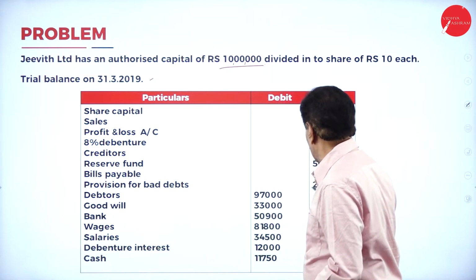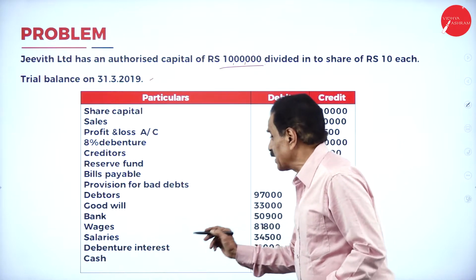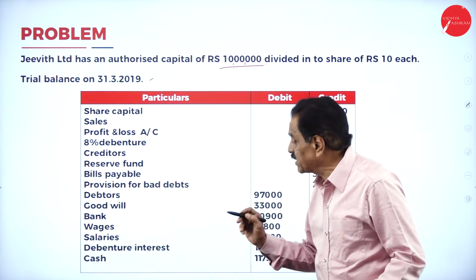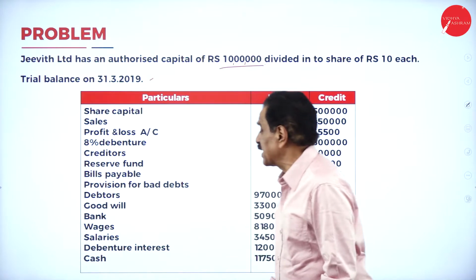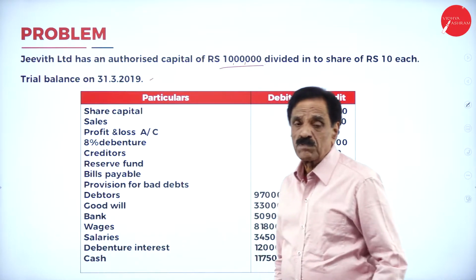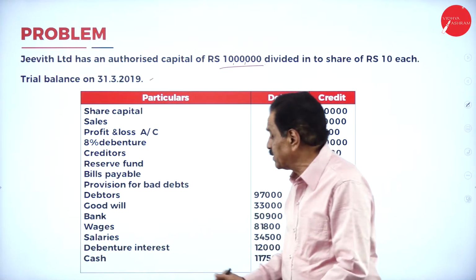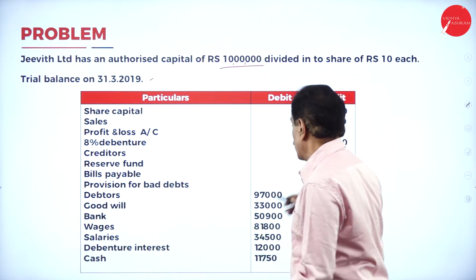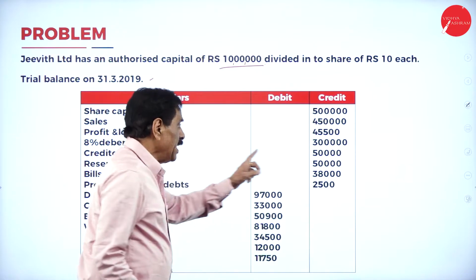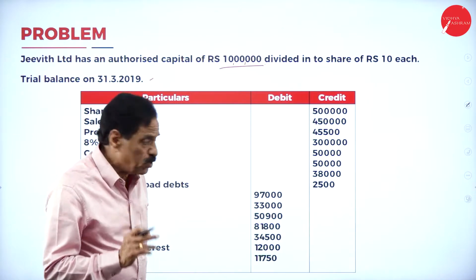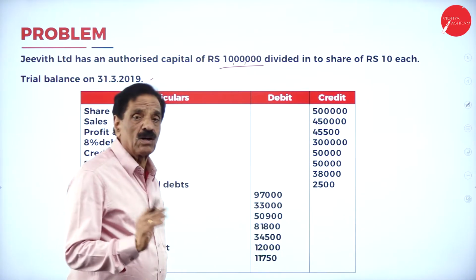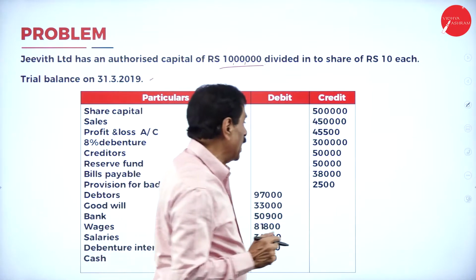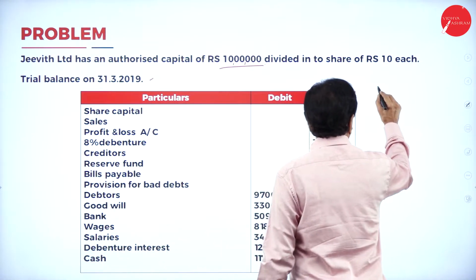Provision for bad debt is the old RBD. Debtor is an asset. Goodwill is a fixed asset. Cash at bank is a current asset. Wages come under manufacturing and other expenses. Salary is an expenditure. Debenture interest is an interest. So totally we have 8% of 3 lakh is 24,000. How much already paid? 12,000. Another 12,000 is outstanding.